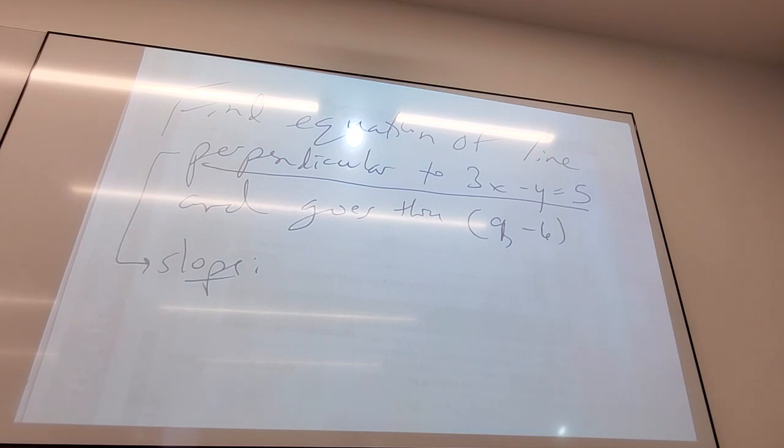I know it's perpendicular to that line, so how do I figure out my line's slope? I have to first figure out that line's slope. If I know I'm perpendicular to a line, how do I get my slope? What do I have to know about the other line? If I only knew his slope, I could then figure out my slope, right? All right, so how do I get his slope? Solve for what?